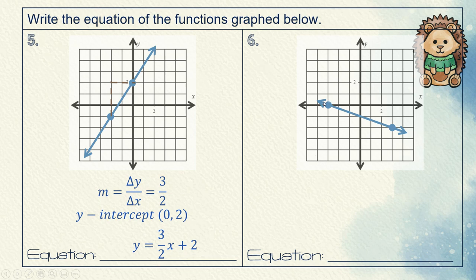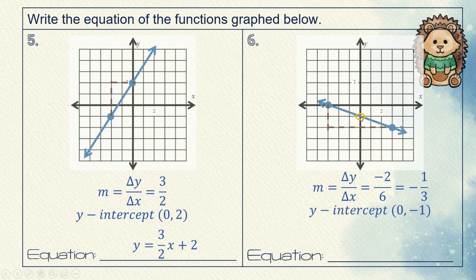Looking at number 6, note that from left to right, it is going down, so we know it will have a negative slope. So when we draw our slope triangle, we're going down 2 and over 1, 2, 3, 4, 5, 6. And then also take a look at where it crosses the y-axis. So our slope, change in y over change in x, is -2 over 6. Always reduce when you can. That reduces to -1/3. And we can see that the y-intercept is at (0, -1), that point. And so our equation is y equals -1/3 x minus 1.